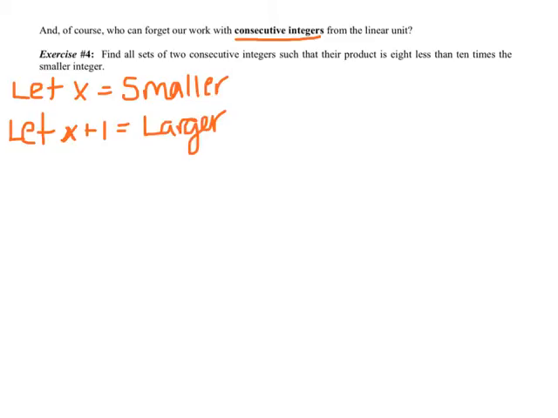So let's read it again. It says find all sets of two consecutive integers such that their product, which means multiply, so I'm going to say x times x plus 1 is my equal sign, 8 less than 10 times the smaller. 10 times the smaller is 10x, minus 8. Remember that less than means start at the back and work towards the front. Now we can go ahead and solve.